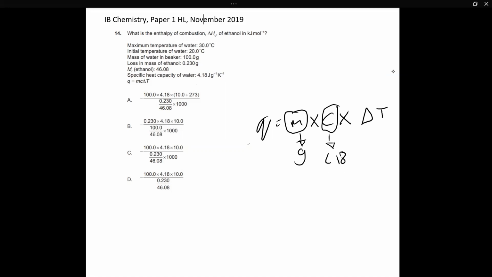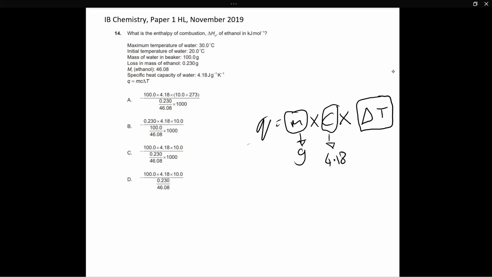I am sure that in university level chemistry you would definitely have something different. But I'm not aware of that because my knowledge is limited to the IB diploma program. And in the IBDP, you always assume that the specific heat capacity, or C, is 4.18. And delta T is simply the change in temperature. Remember, it's the change in temperature, not the final temperature, not the initial temperature.